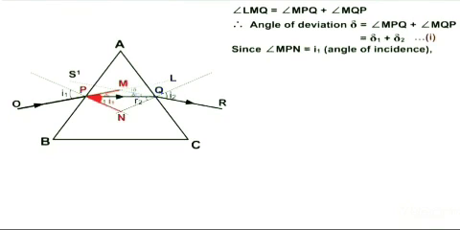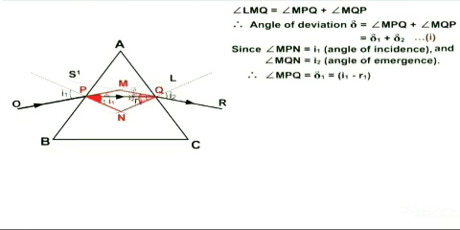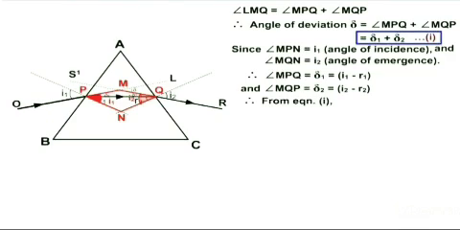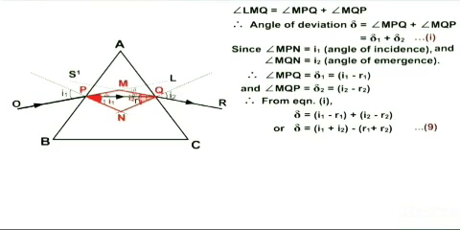Since angle MPN is equal to I1, the angle of incidence, and angle MQN is equal to I2, the angle of emergence, therefore angle MPQ, delta 1, is equal to I1 minus R1, and angle MQP, delta 2, is equal to I2 minus R2. Therefore, from equation 1, delta is equal to I1 minus R1 plus I2 minus R2, or delta is equal to I1 plus I2 minus (R1 plus R2). Let this be equation 9.